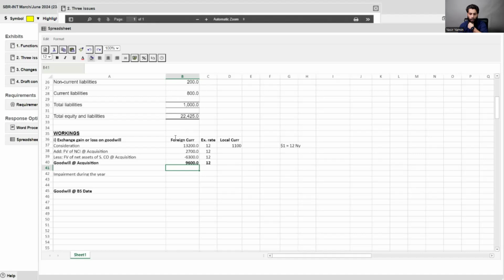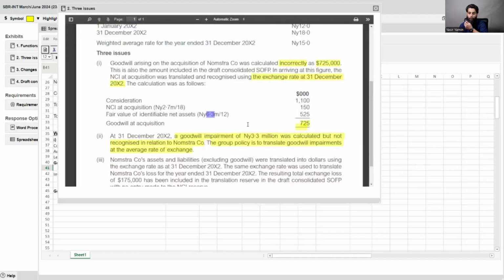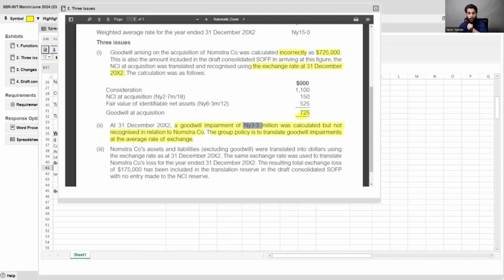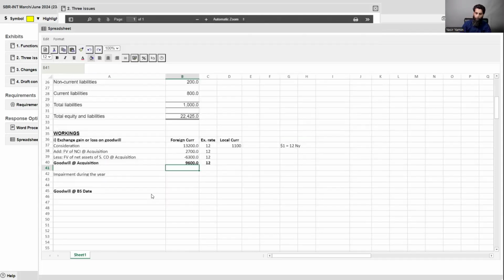And then you had some impairment, right? So let us go and check for impairment. The goodwill impairment that was provided to us in point number 2 was 3.3 million. So 3.3 million is the impairment that happened during the year. If you subtract that as well, the goodwill calculated at the balance sheet date in the foreign currency is 6,300. Make sense? Is everybody clear on this? Can I move forward?